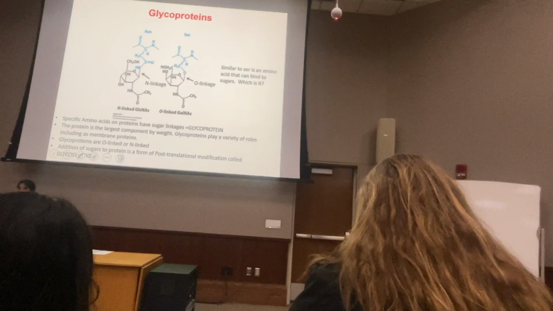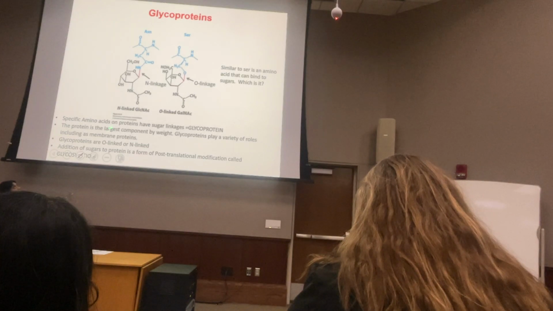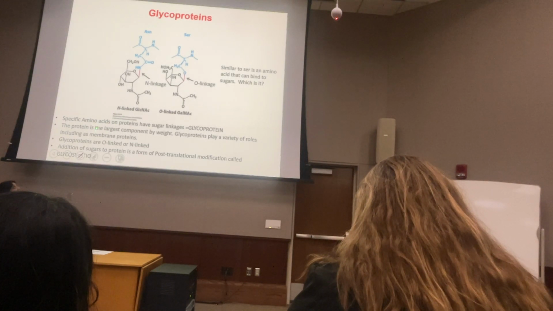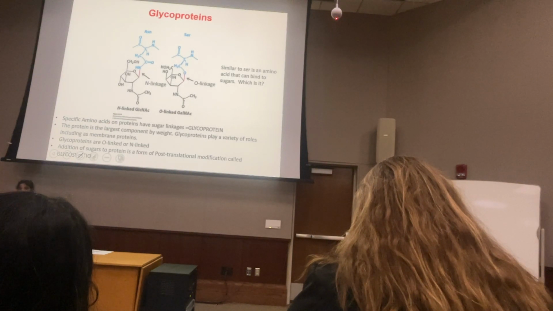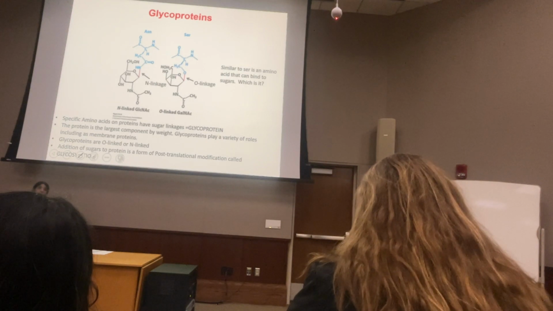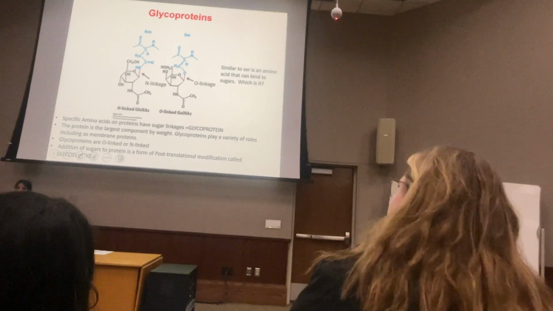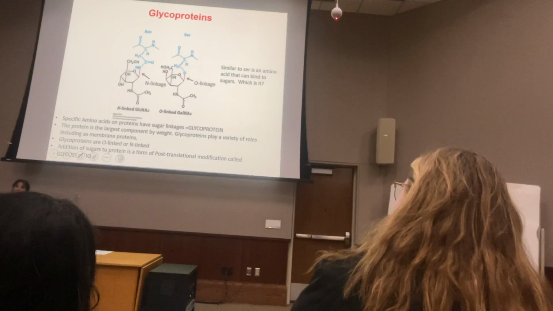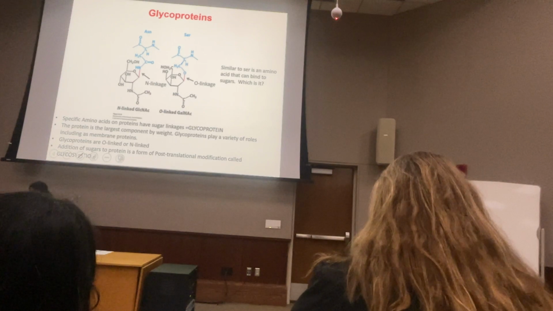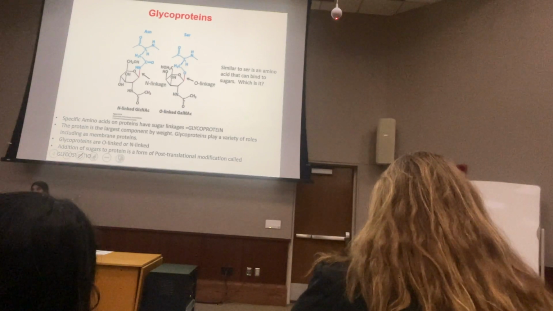So these proteins that have sugar groups attached to specific amino acids are called glycoproteins. Glycoproteins make up the vast majority of our system, and that includes various roles like membrane proteins. So they can be O-linked or they can be N-linked.